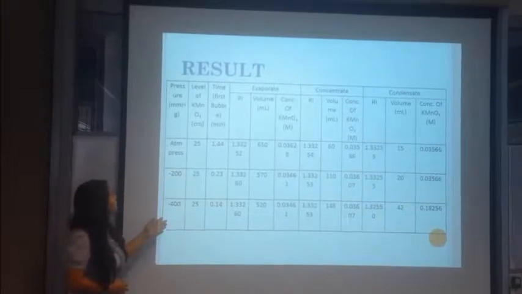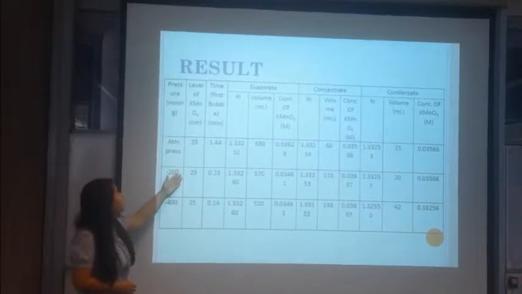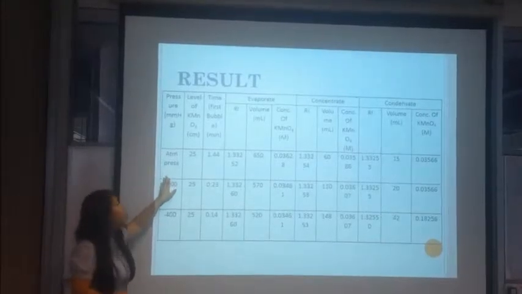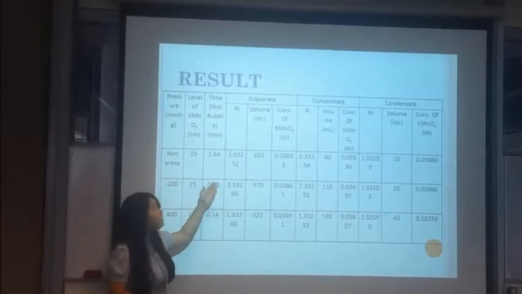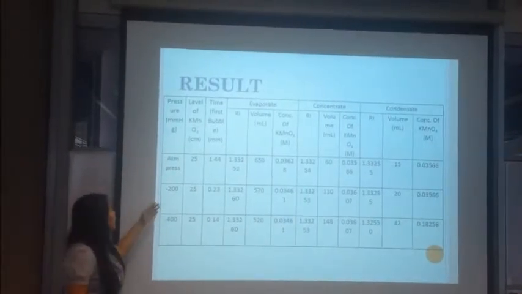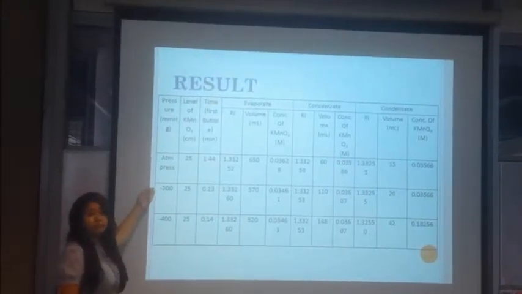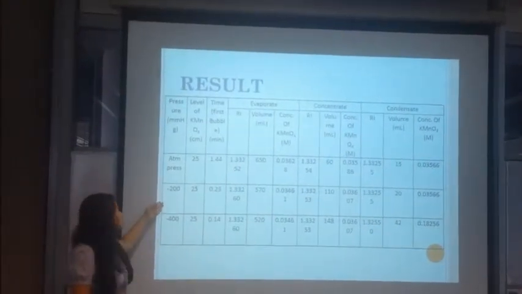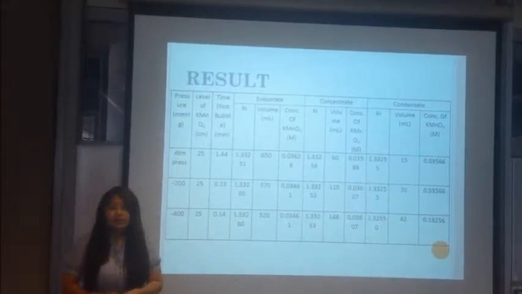We first set the level of potassium permanganate at 25 cm and close it to atmospheric pressure, and we record the volume and refractive index of the evaporate, concentrate, drip, and condensate. After this, after each experiment is done, we do it with different pressures, which are atmospheric pressure, negative 200 millimeters of mercury, and negative 400. Each of the results is recorded in this table.